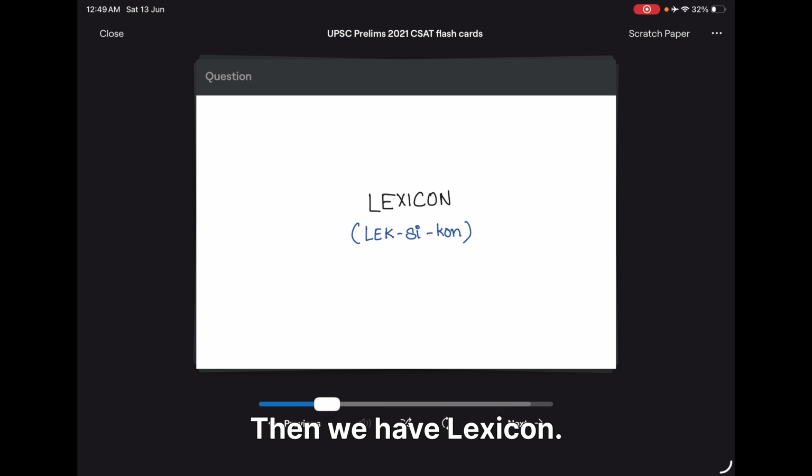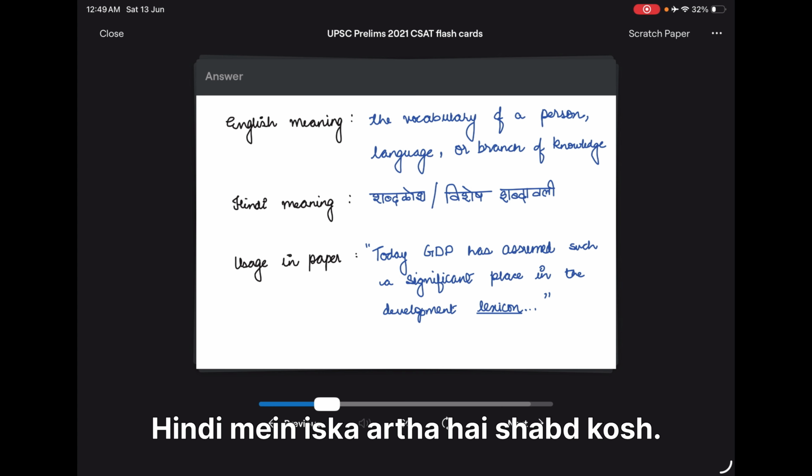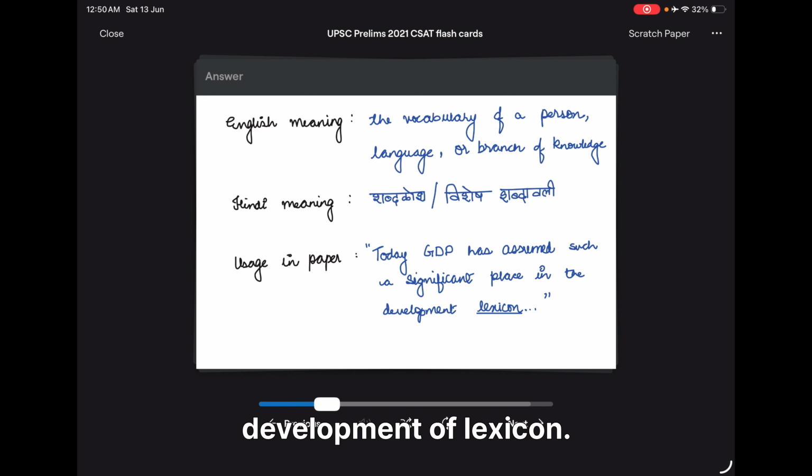Then we have lexicon. Lexicon is the vocabulary of a person, language or branch of knowledge. हिंदी में इसका अर्थ है शब्दकोश. In the paper it was used as today GDP has assumed such a significant place in the development of lexicon.